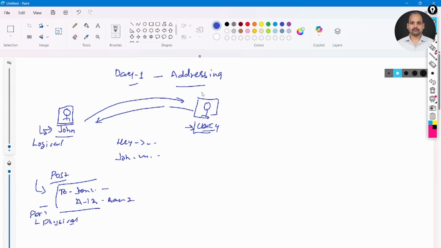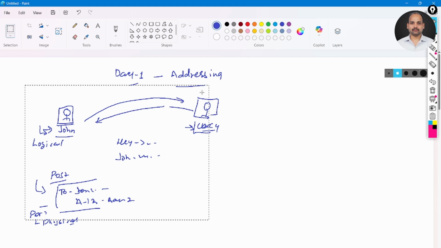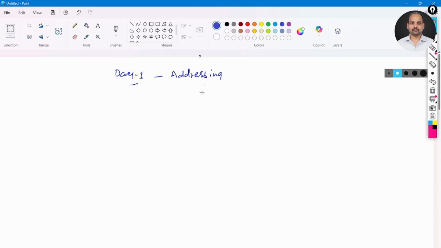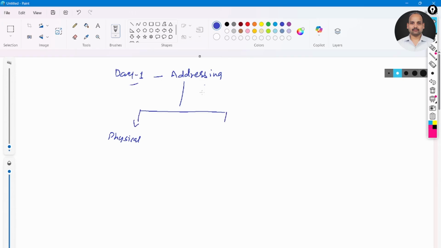Following the same pattern, if you look at the network, there are also two different things in addressing. One is called the physical address, and one is called the logical address.